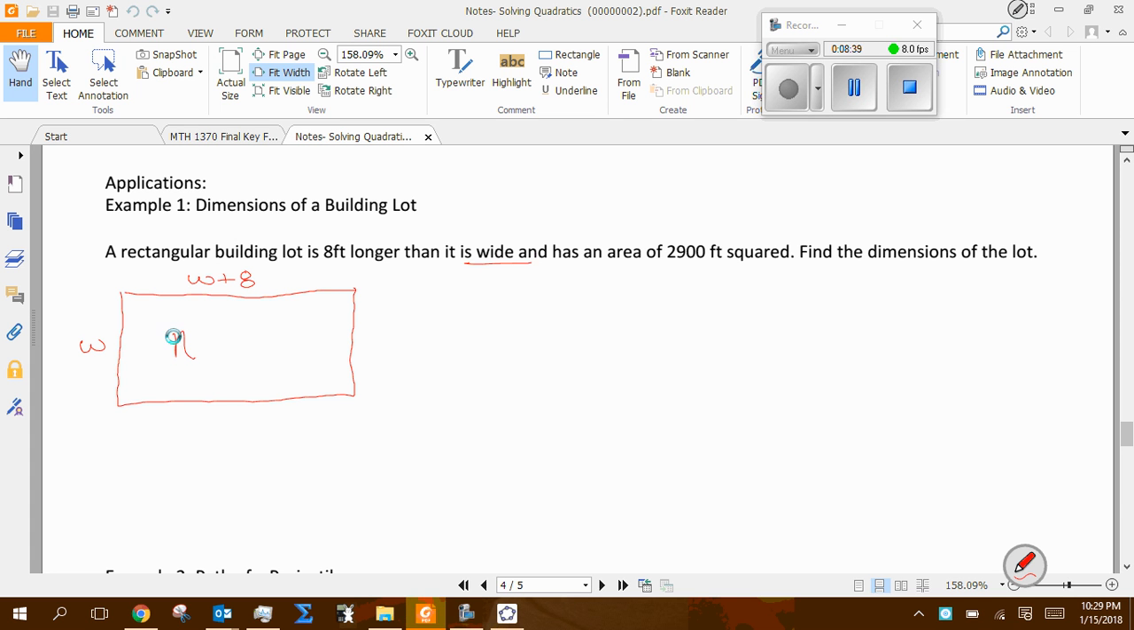Now the area of this thing is 2,900 square feet. Well, this here is a dimension of width, and that's length. If I'm finding area, it is length times width. That's our general formula. Here is my width, here's my length. So area is going to equal w times w plus 8.